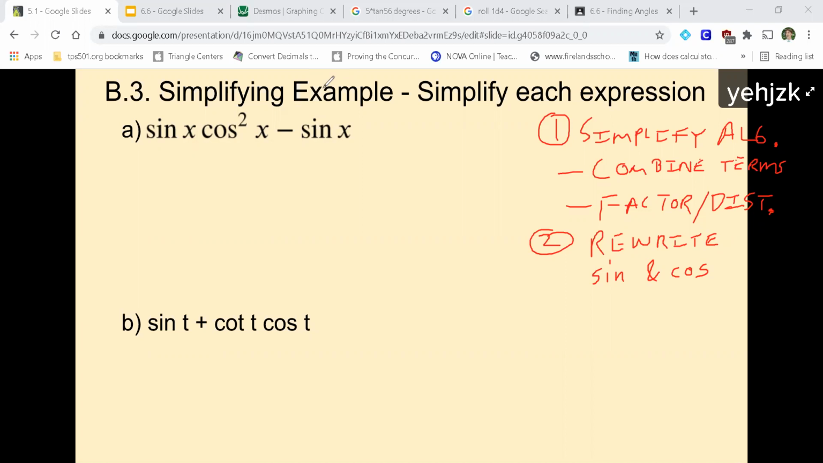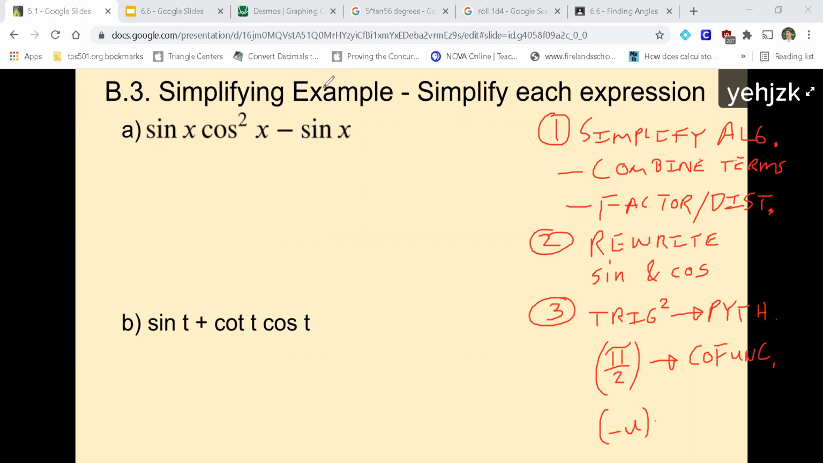If you still have not reduced it to a single term of a single trig function, the next thing you should look for is if there are any other identities I could use. Common things to look for. If you have a trig function squared, that means that you probably need to use a Pythagorean identity. If you have a pi over 2 inside the angle of your problem, that means you probably need to use a cofunction identity. If you have a negative angle, that means you probably need to use the even odd identities.